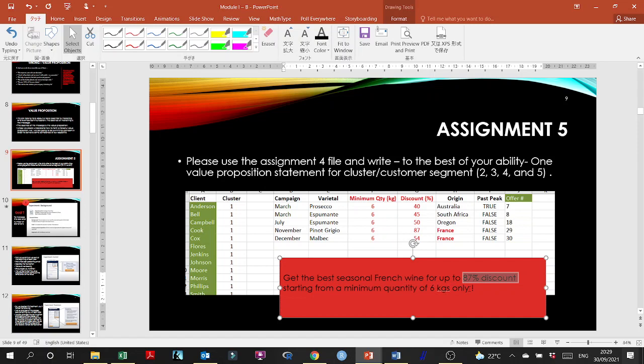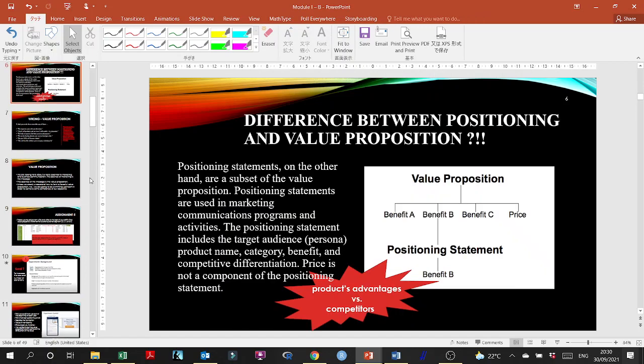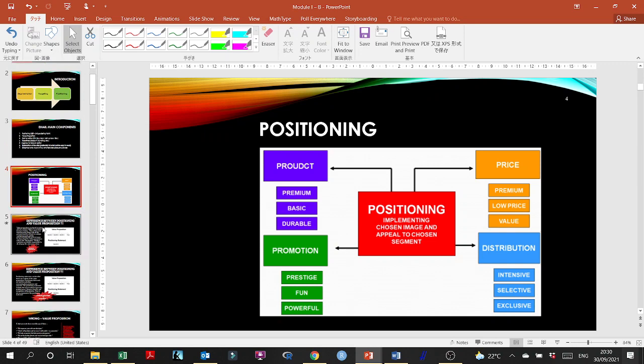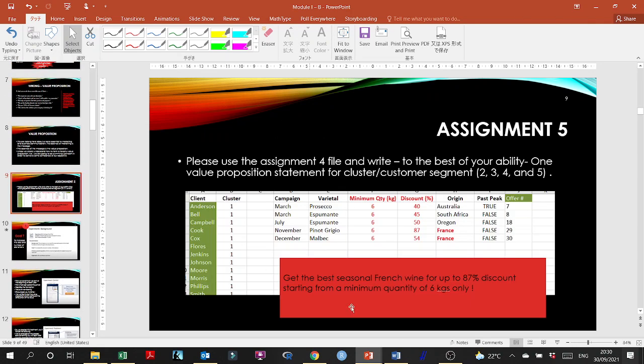Even if it's not by stating the price directly, you can put it as a discount, as a proxy, starting from a minimum quantity of 6 kilograms only. And here is a value proposition. Guys, I hope that this video was explaining nicely what I'm trying to cover so far about value proposition and positioning. I will see you in class on Tuesday. Take care of yourself.